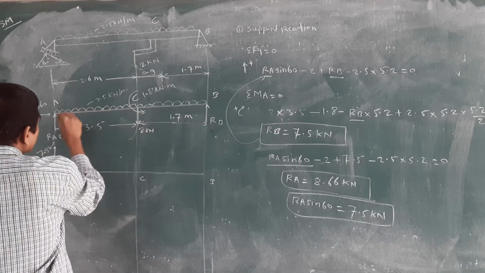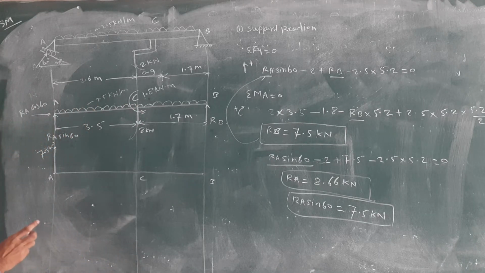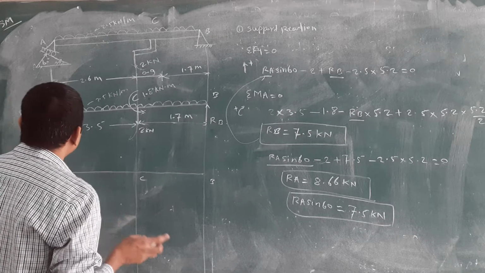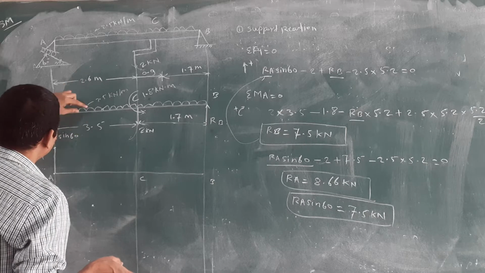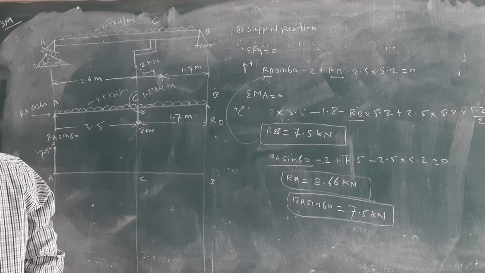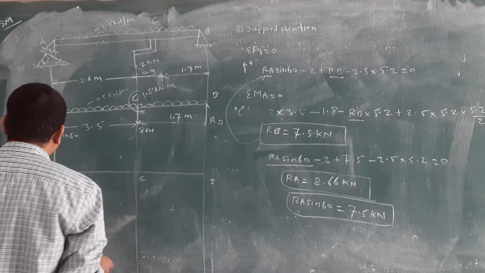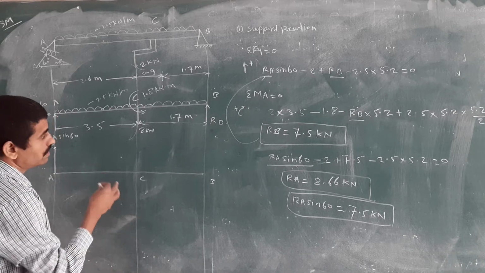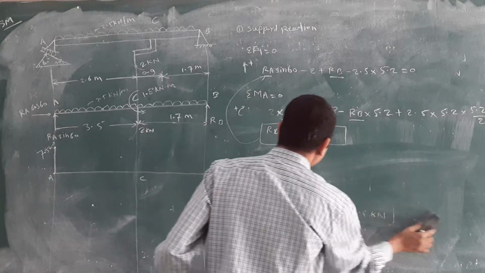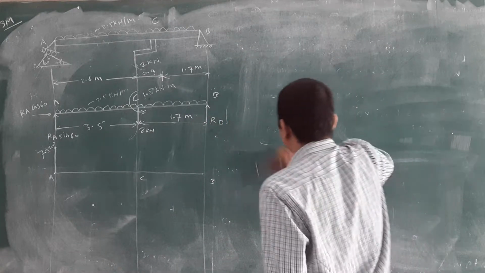In between A to C, is there any load? Yes, there is a UDL of 2.5, right? Means in the downward direction you will get 2.5 into 3.5, which is minus 1.25. If you are doing the calculations, I will do the calculation first, then you can easily understand what is given actually and what we will get.